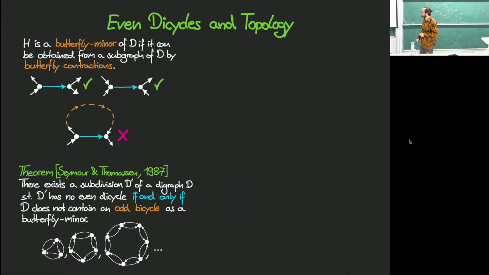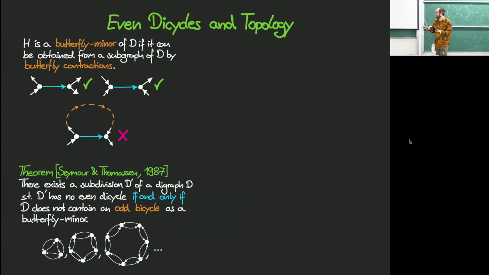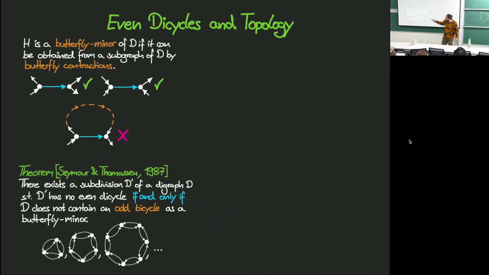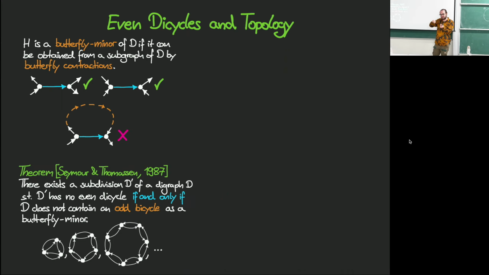This is Seymour and Thomassen, and they proved, and it's a very strange theorem somehow, that a digraph has a subdivision such that the subdivision is completely free of even cycles if and only if this digraph cannot contain one of these objects as a butterfly minor, where these are essentially: take an odd length undirected cycle and replace every edge by an arc in each direction. And this is an if and only if, so the reverse is also true. If you don't contain these guys, then there is some subdivision that gets rid of all the even cycles.